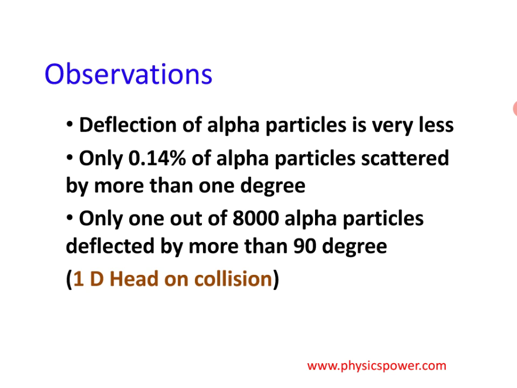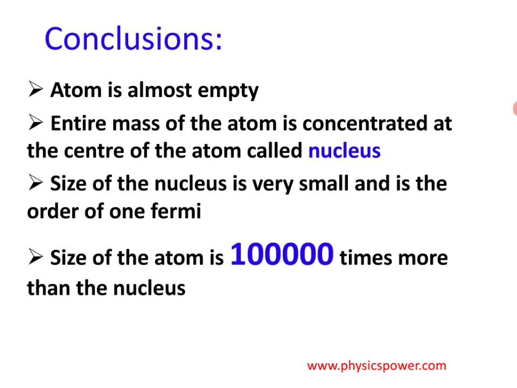Some alpha particles are deviating, but the number is very small. Out of 8000 alpha particles, just one deviates like this. That is his observation. He wanted to study what is there inside a particular atom. For that he did this experiment and observed these things. So according to his experimental observations, he concluded a few things.